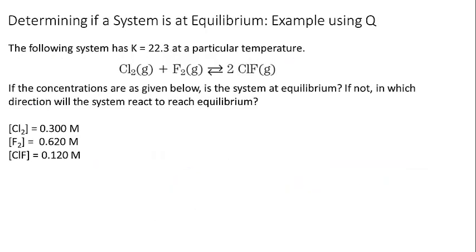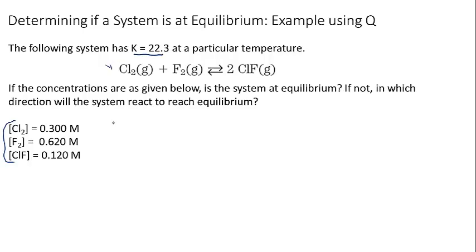So let's look at an example of this. We have the following system, and we know these concentrations, we know the balanced equation, and we know the value of the equilibrium constant. And what we want to know is, is the system at equilibrium or not? And if not, in which direction will it go to reach equilibrium?